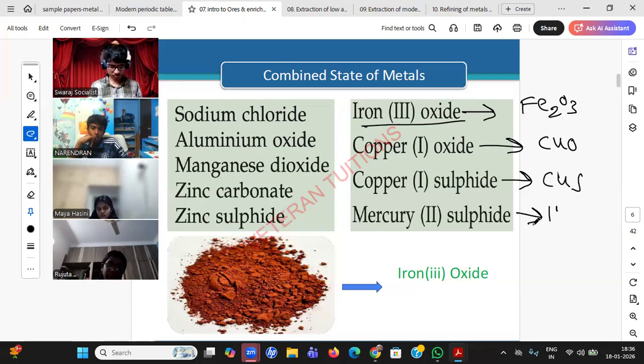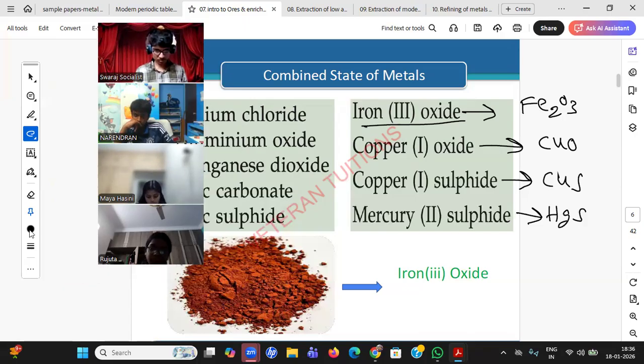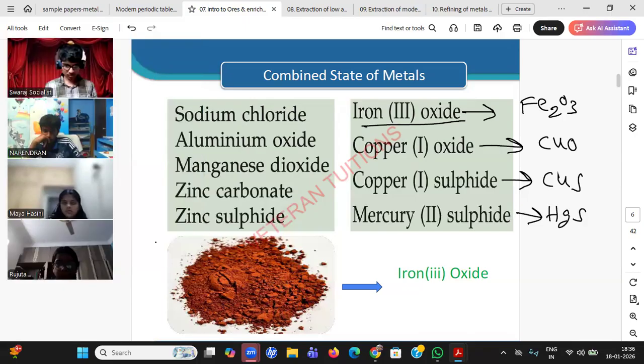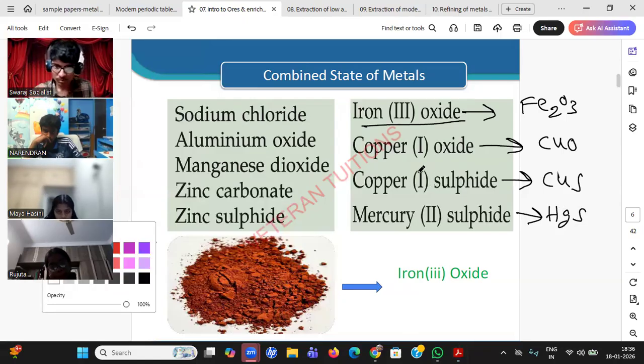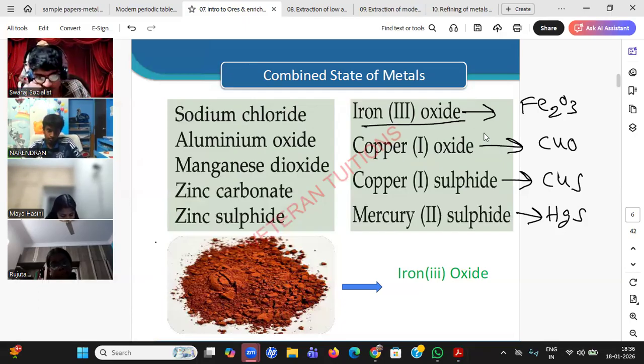HgS. Okay. So students, what does this mean then? You see, copper sulfide, you said copper 1 sulfide, 2 sulfide. What does that mean? Sir, copper is a transition metal, right? So its valency can change. Very good. That's the reason I'm mentioning the bracket. Now, Harshini, copper sulfide, what is the formula? Sir, Cu2S. Okay, right answer.